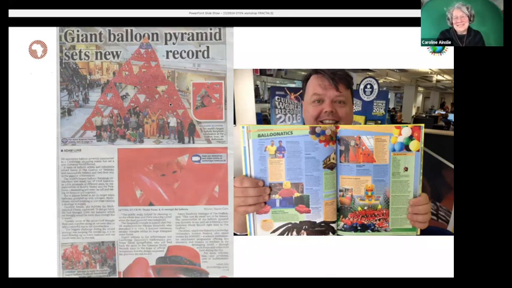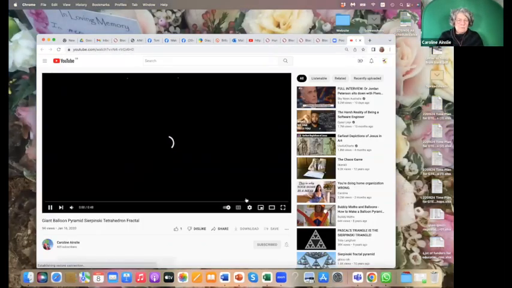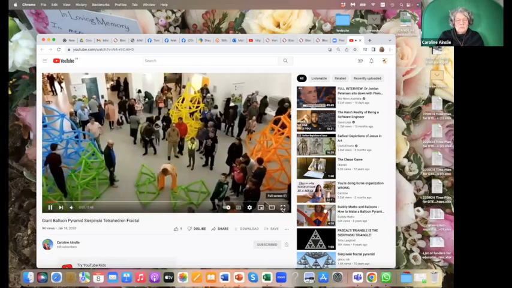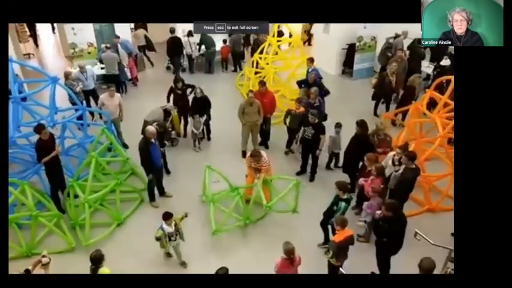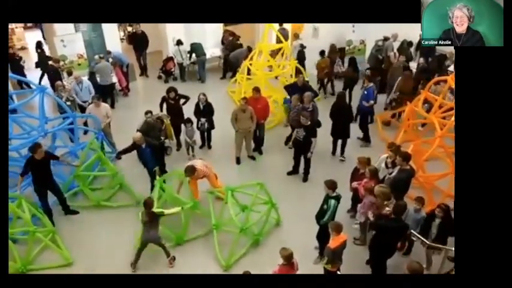So Caroline won the record with exactly the same structure, but with much smaller balloons. So it wasn't as impressive. I think you have to show it with the mouse. It's in the Guinness Book of Records book, and there's the picture. Okay, 2.64 meters edge length, which was just a little bit taller than me. So I'm going to show you the film now of Caroline assembling one of these tetrahedra. Caroline is really quick at doing these, though I think this is slightly speeded up.